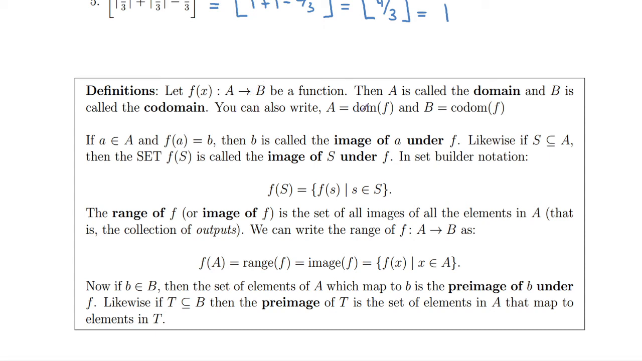Okay, and you can also write it like this. Your book tends to use this terminology. For the domain, you can abbreviate that as dom of the function, and for the codomain, you could write codom of the function for B. Now some other terminology. If you give me an element a of the domain, and I map it somewhere, so f(a) is equal to little b, this little b we call the image of little a under the function f.